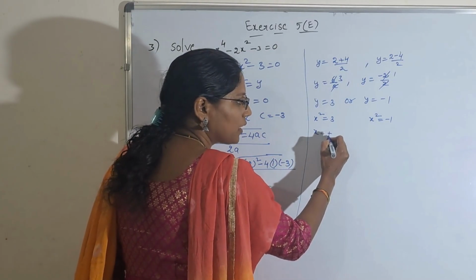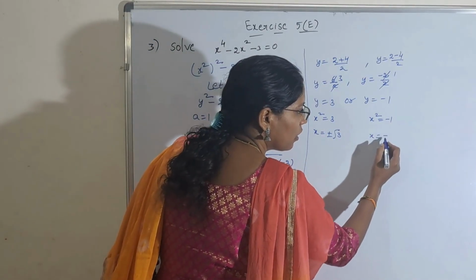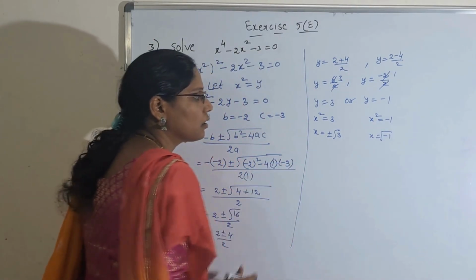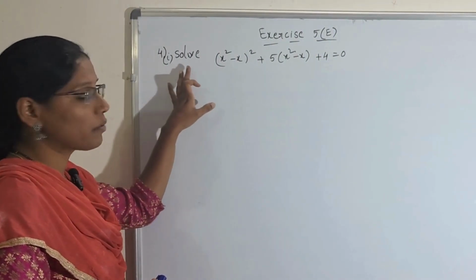X is equal to plus or minus root 3. Here x is equal to root minus 1 it will come. These are the answers of the next third one. Next, fourth one, first problem.